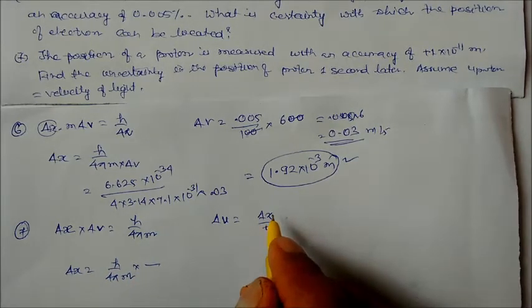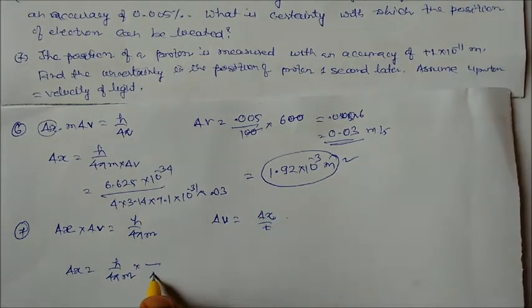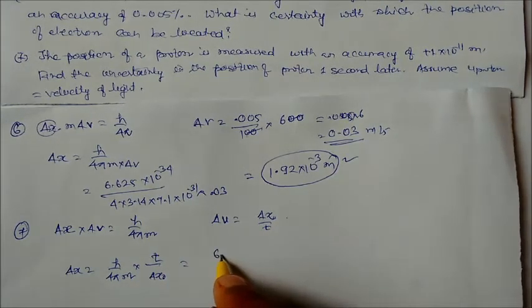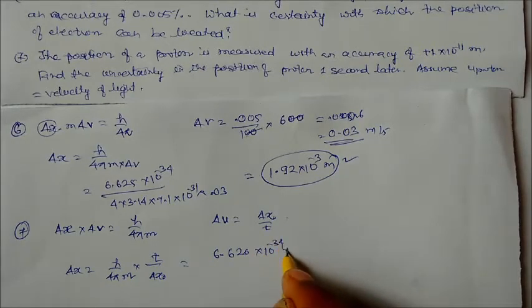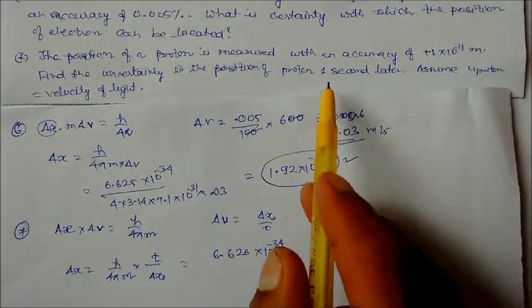So we can write here delta x naught, so here delta x naught into time. Now we can put all these values: 6.626 into 10 to the power minus 34. Time is given here, 1 second. You can see here 1 second is given.